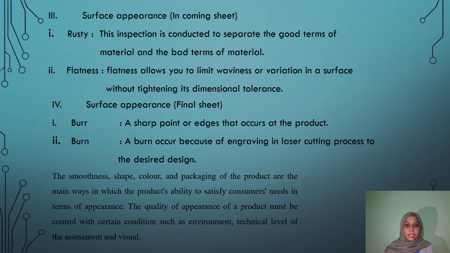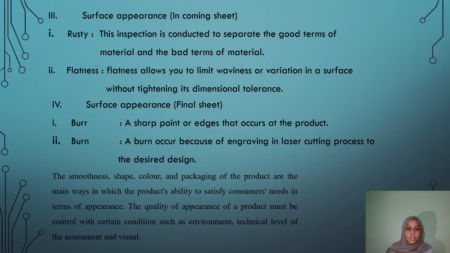Surface appearance in the incoming sheet. First, rusty. This inspection is conducted to separate the good items of material from the bad items of material. Second, blackness. Blackness allows you to limit waviness or variation in a surface without tightening its dimension tolerance.